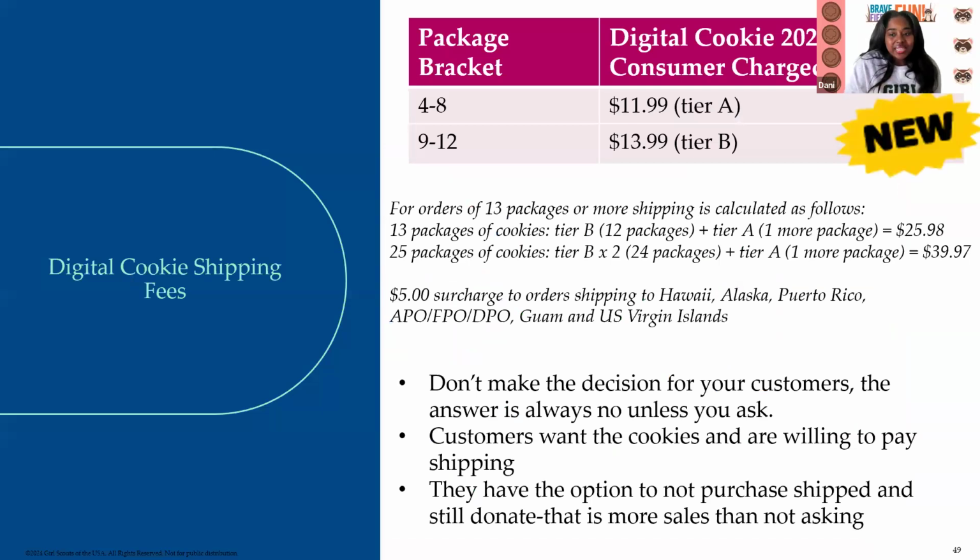We're excited to announce that this year, the digital cookie shipping has been reduced by $1. The new base price for 4 to 8 packages is $11.99 and 9 to 12 packages is $13.99. There are a lot of people who don't know a Girl Scout and want the cookies and are willing to pay shipping to both get the delicious cookies and support your Girl Scout. Customers can decide if they want to purchase shipped or donate a box or two, or nothing at all.